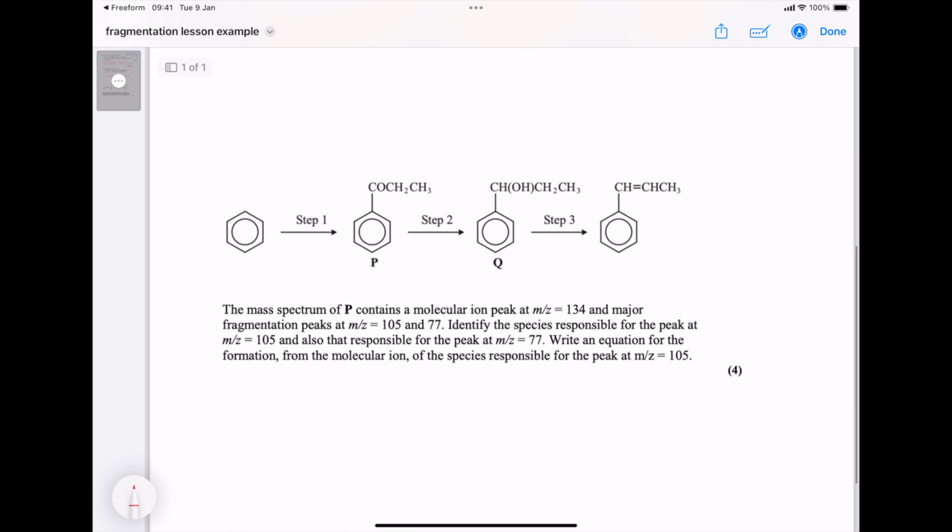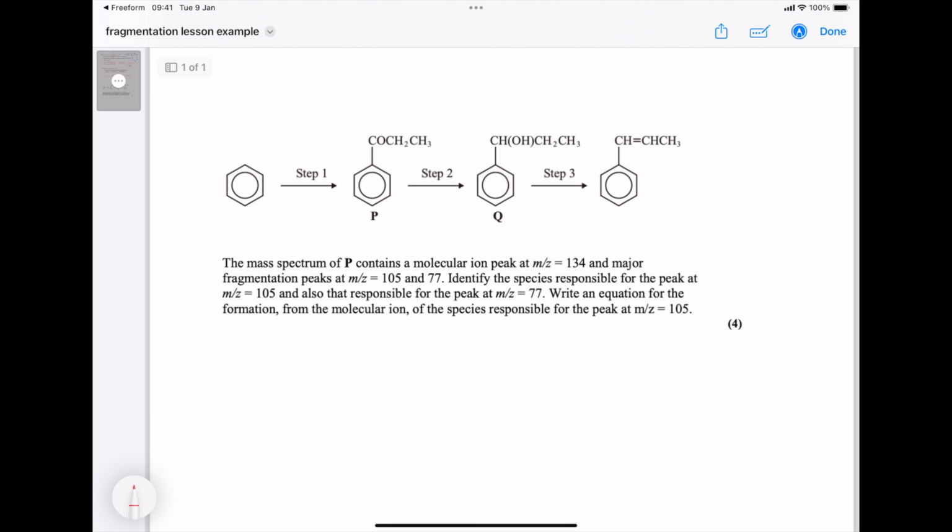Okay, finally, we have a benzene organic synthesis. And it says the mass spec of P contains a molecular ion at 134. So that statement immediately tells me that the mass of the molecule is 134. So that's the whole thing. And then it has major fragmentation peaks of 105 and 77. Identify the species responsible for these peaks, and write an equation for the formation from the molecular ion of the species responsible for these peaks.